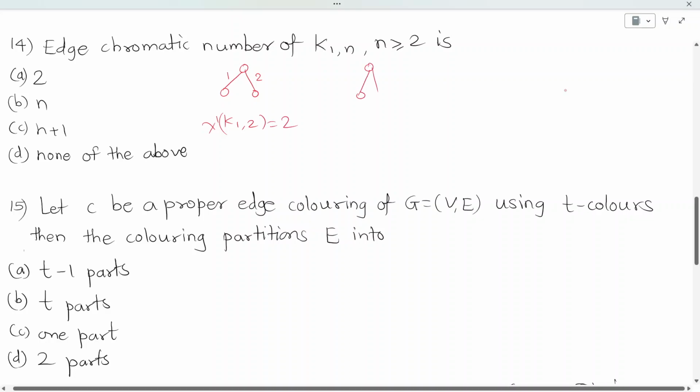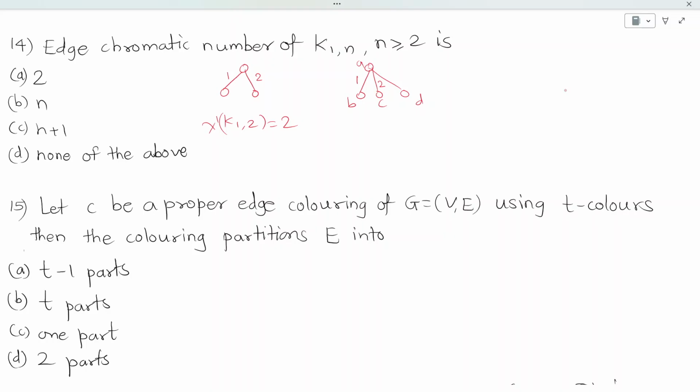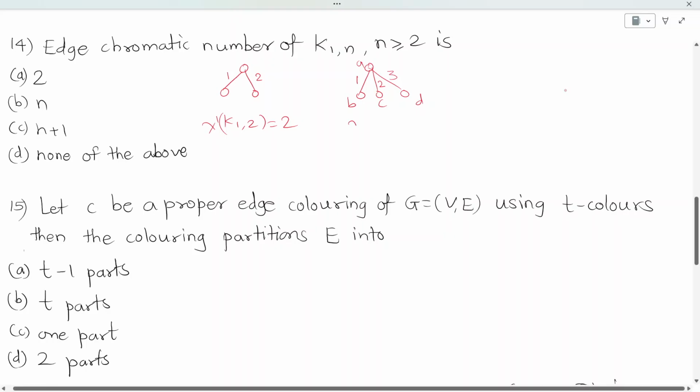Now let us draw K1,3. So we can use color 1 to this edge AB. If we color AB by color 1, then we cannot use color 1 to color AC, so I have assigned color 2 to edge AC. Now colors 1 and 2 both cannot be used for coloring of AD because AB, AC and AD are adjacent edges. So chi dash of K1,3 is equal to 3.